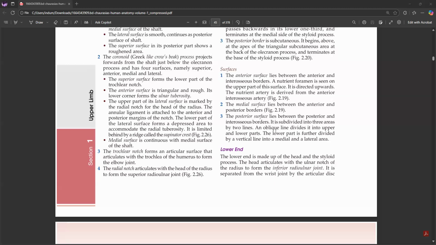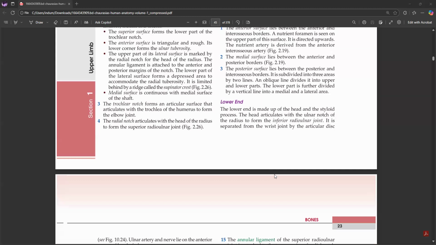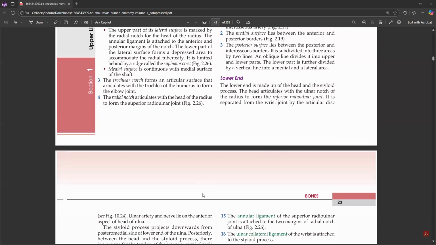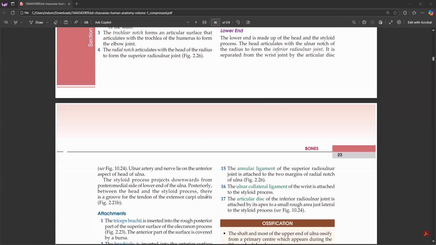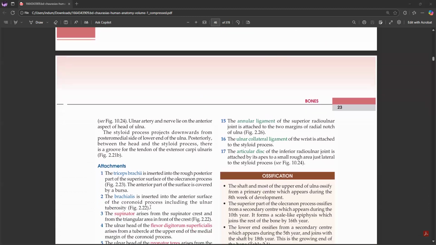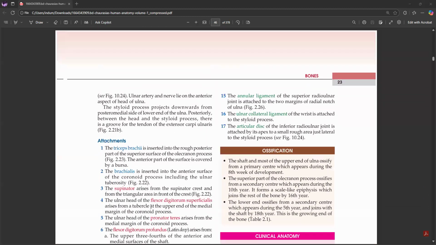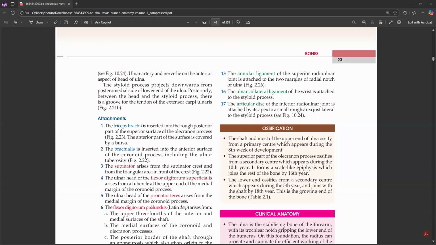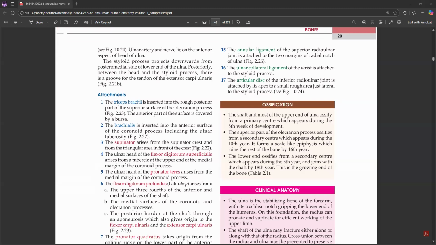Lower end. The lower end is made up of the head and the styloid process. The head articulates with the ulnar notch of the radius to form the inferior radio-ulnar joint. It is separated from the wrist joint by the articular disc, see figure 10.24. Ulnar artery and nerve lie on the anterior aspect of head of ulna. The styloid process projects downwards from posterior medial side of lower end of the ulna.